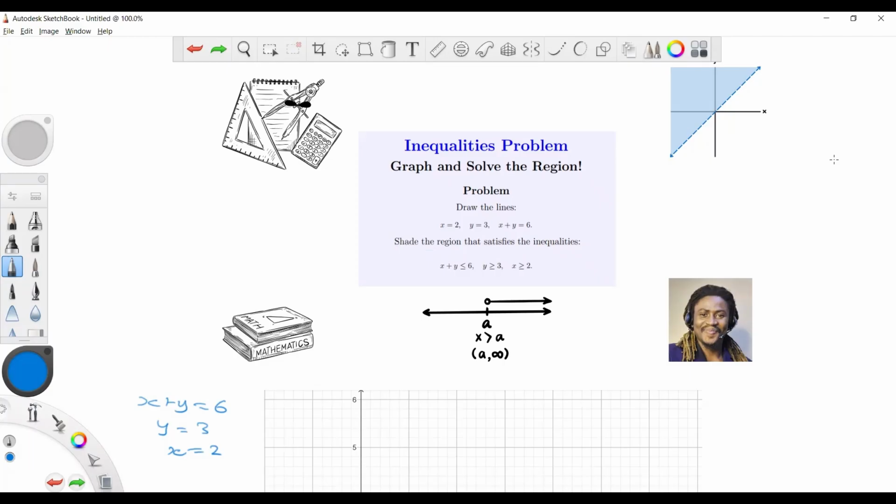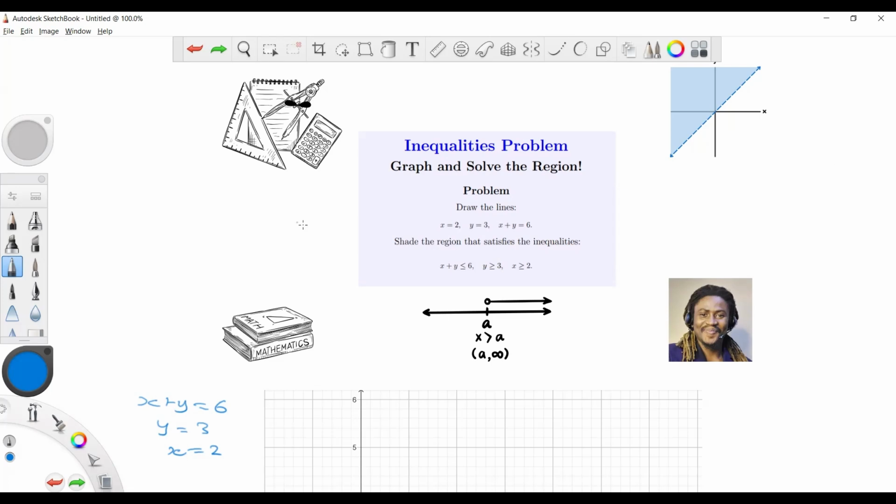Hi guys, welcome to another quick revision video. Today we're looking at inequalities. We have been asked to draw the lines x equals 2, y equals 3, x plus y equals 6, and to shade the region that satisfies the given inequalities, x plus y less than or equal to 6, y greater than or equal to 3, and x greater than or equal to 2.